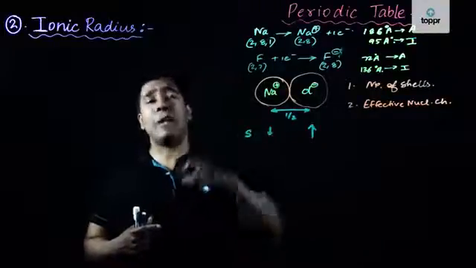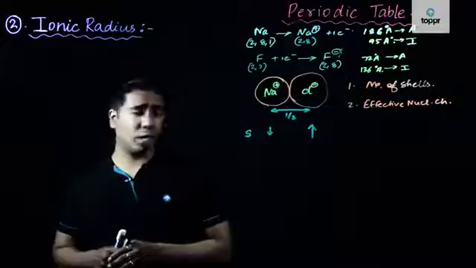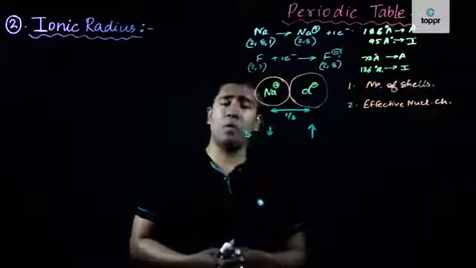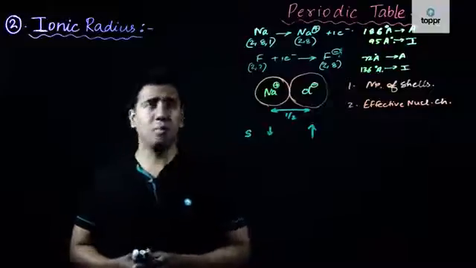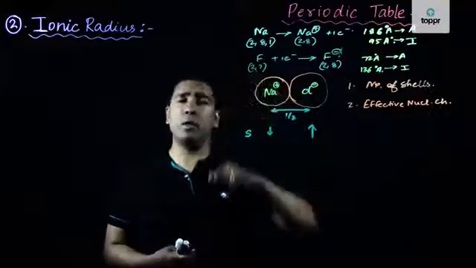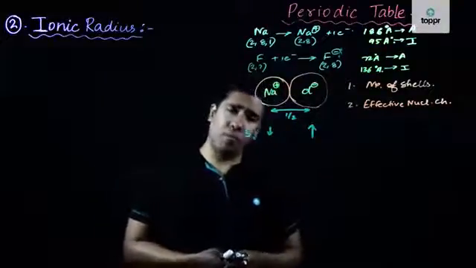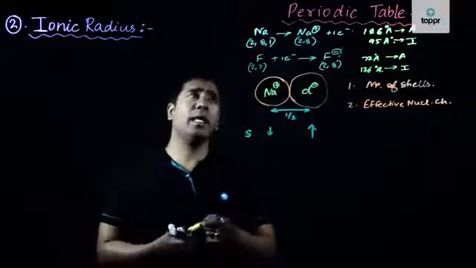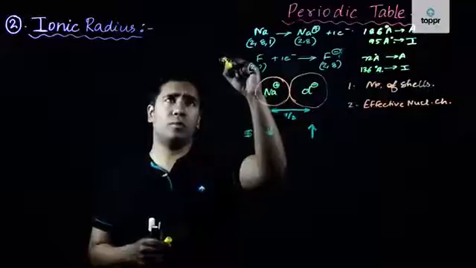Now here is another factor which I am bringing into play here. The other factor is the effective nuclear charge. In the case of fluorine, we know that because the atomic number of fluorine is equal to 9, we will be having exactly 9 protons.